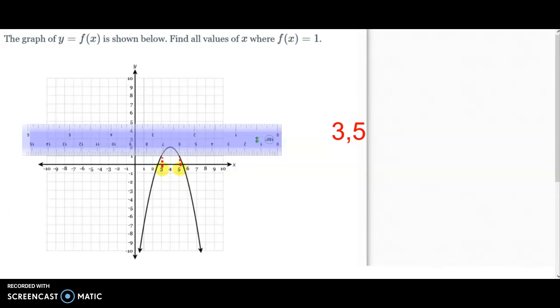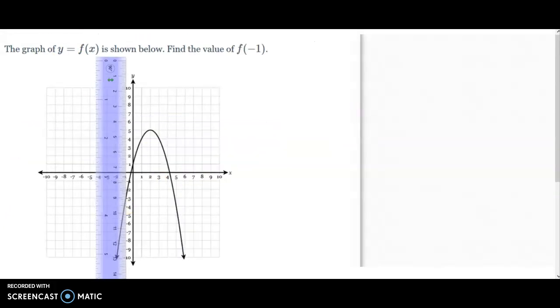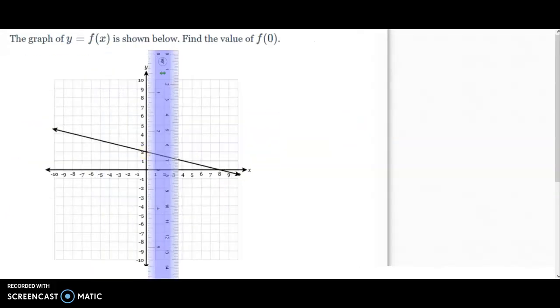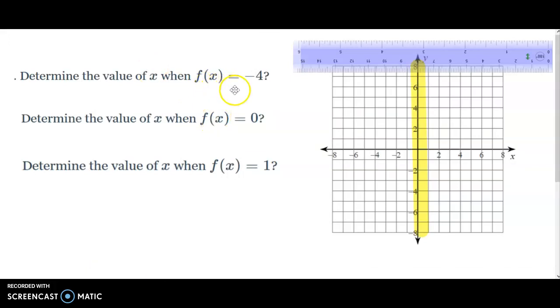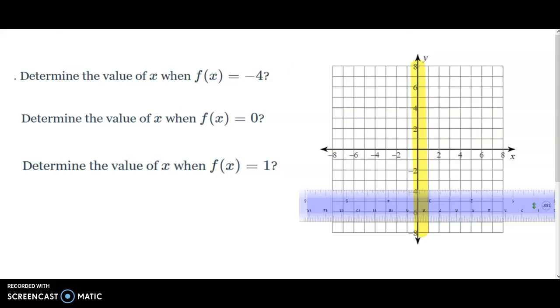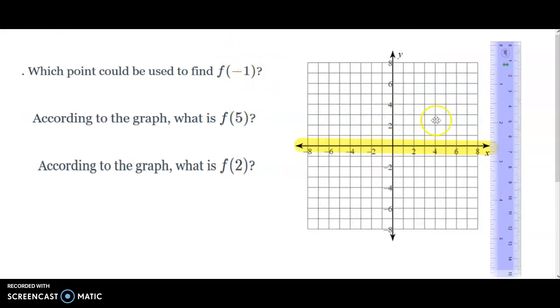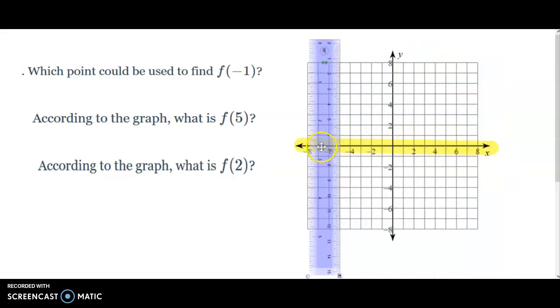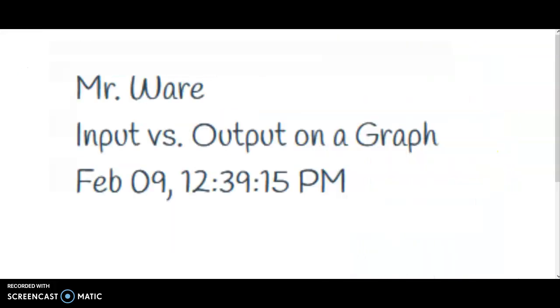And again, you just got to be really careful: when you have f of x is equal to something, you're going down the y-axis. And when you have f of a number, you're going down the x-axis. But that's it. That is input versus output on a graph.